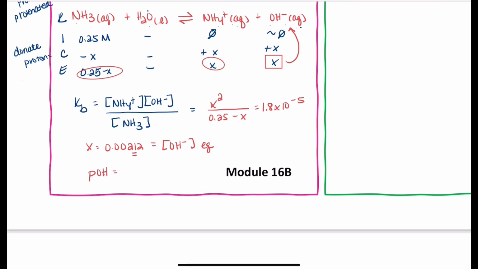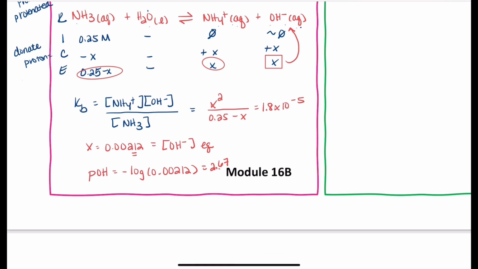I have a few different ways I can do this. I can convert hydroxide to pOH to pH, or I can convert hydroxide concentration to hydronium concentration to pH. I prefer to go through pOH because I prefer to get the log out of the way right away. Negative log of 0.00212 gives me a value of 2.67.